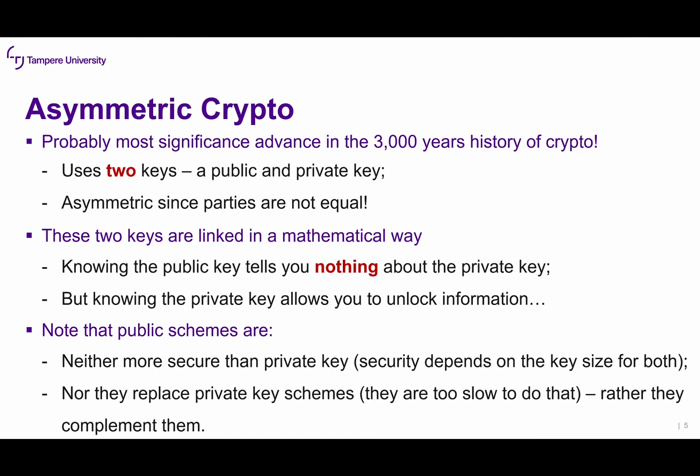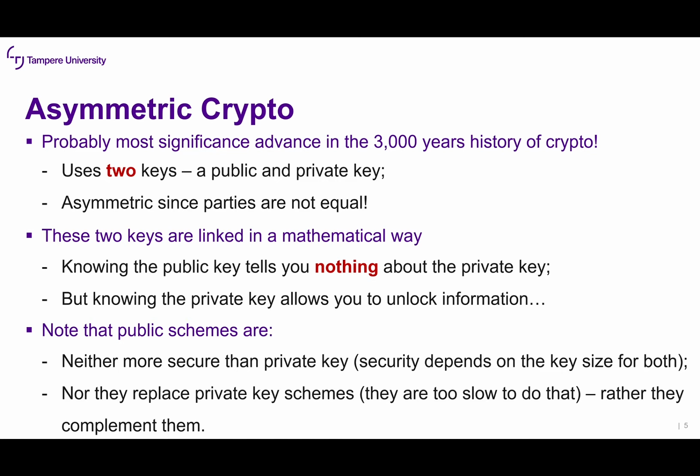So some highlights of asymmetric crypto. It's probably the most significant advance in the 3,000 years or more history of crypto. It uses two keys, a public one and a private one, and it's called asymmetric because the parties Alice and Bob are not equal. You remember in symmetric encryption, both Alice and Bob were using the same key to encrypt and decrypt messages. That's why it was called symmetric. In the asymmetric setting, you're using a public key to encrypt and a private one to decrypt a message.